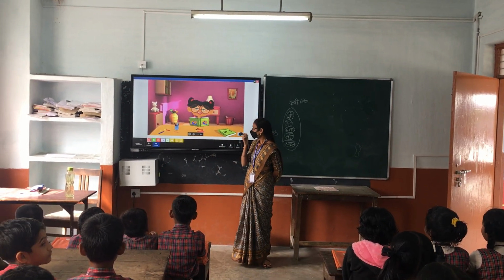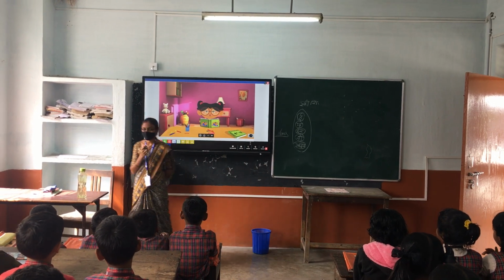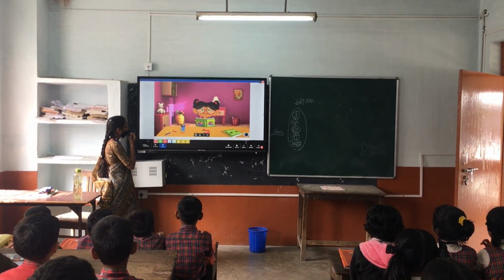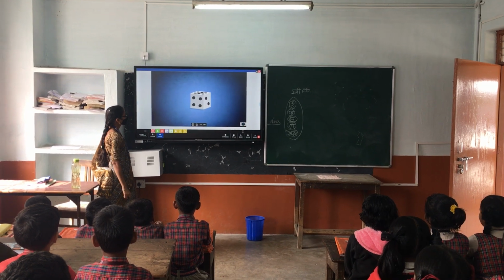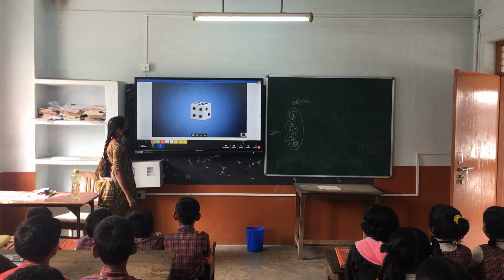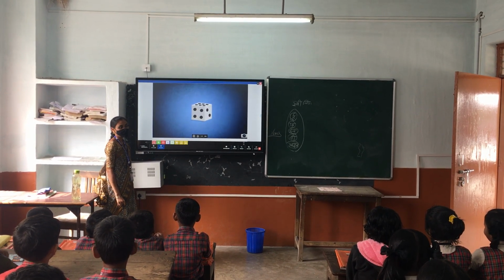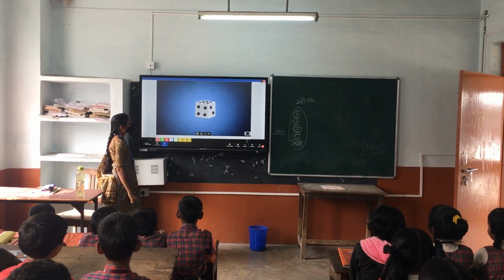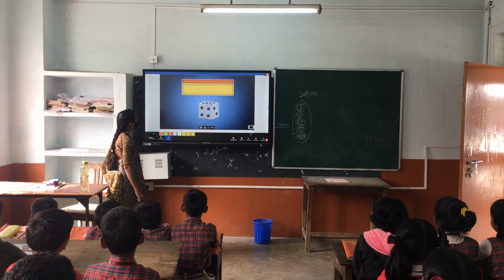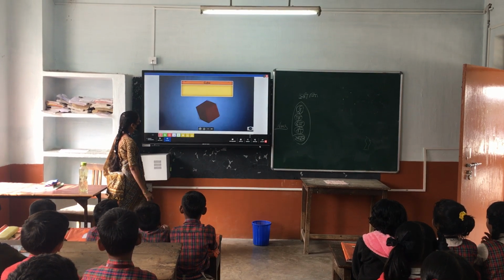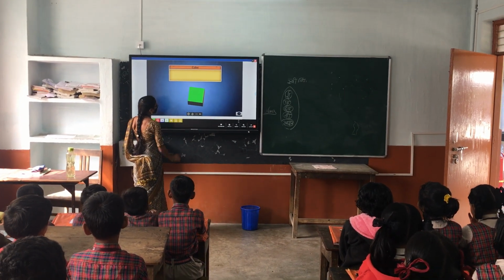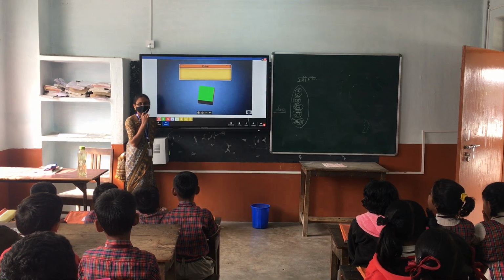Some geometrical solid shapes that you come across in daily life. Look at this, guys. Have you ever wondered what its shape is? Well, it is shaped like a cube. So, this is a cube.